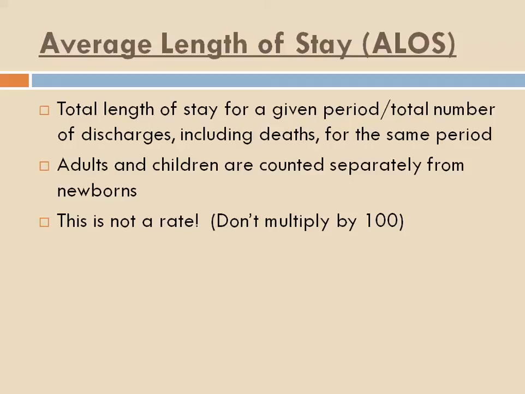And remember, when you're doing this one, I think sometimes it gets easy to always want to do that multiplying by 100, but this is not a rate. This is something different, and so don't multiply lengths of stay by 100 automatically.